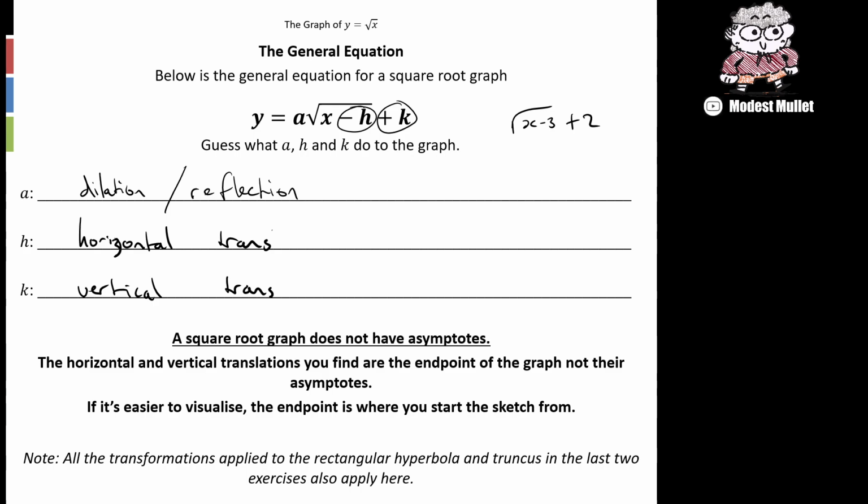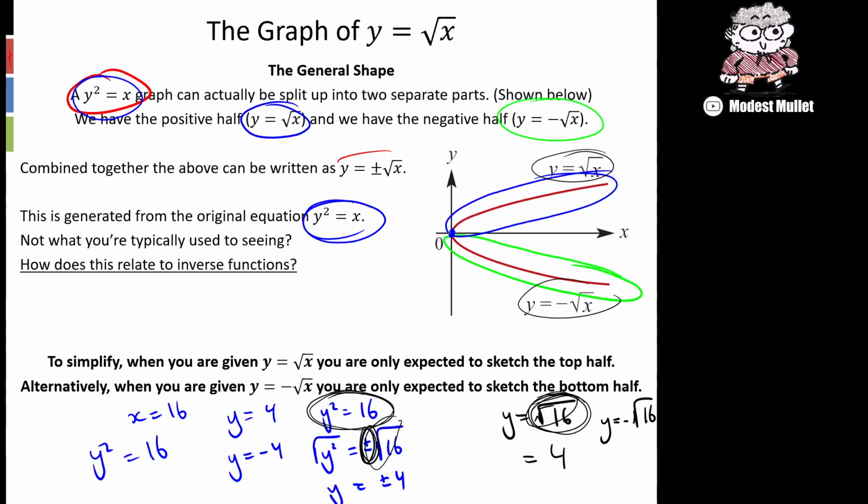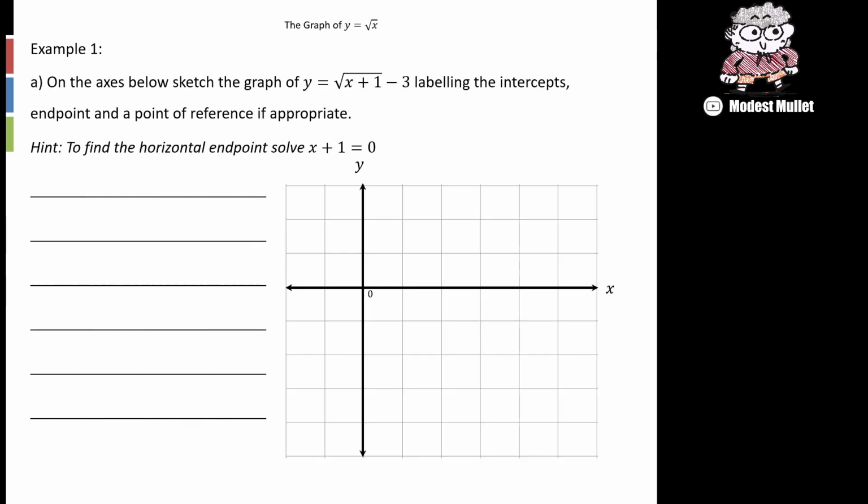Unlike hyperbolas and truncus, a square root graph doesn't have any asymptotes. It has an endpoint, but it doesn't have any asymptotes. The horizontal and vertical translations identified by h and k tell us where that endpoint is. By endpoint, I'm talking about that point right there, which is effectively sort of like the turning point of a quadratic.